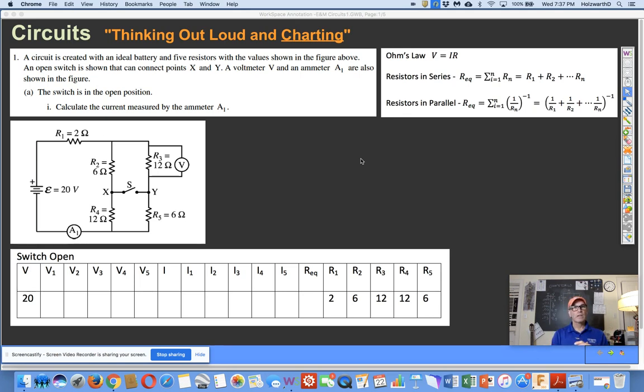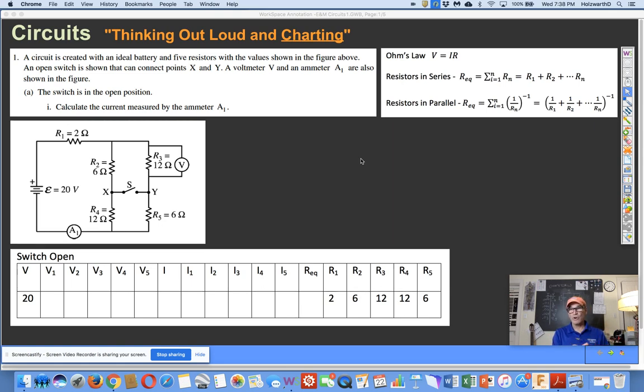Change of pace, but tonight I'm going to discuss the circuits problem in another thinking out loud session, and add to that charting. Charting is something that I always do when I'm confronted with a circuit because I like to keep track of all the values, especially when it comes to the current as it divides through the various branches, and then the voltage that drops at each of the resistors.